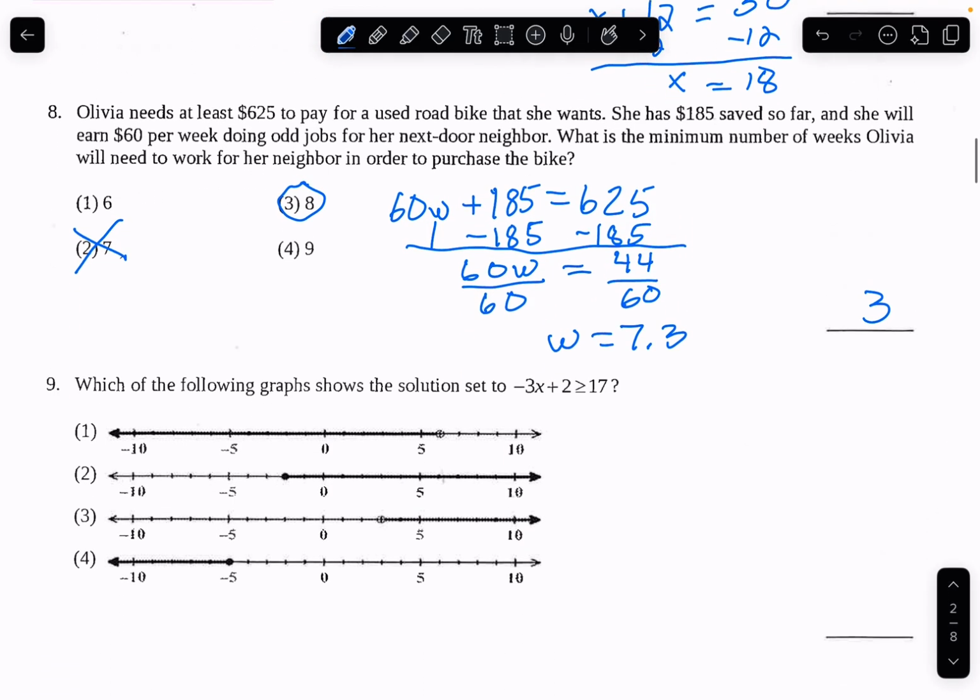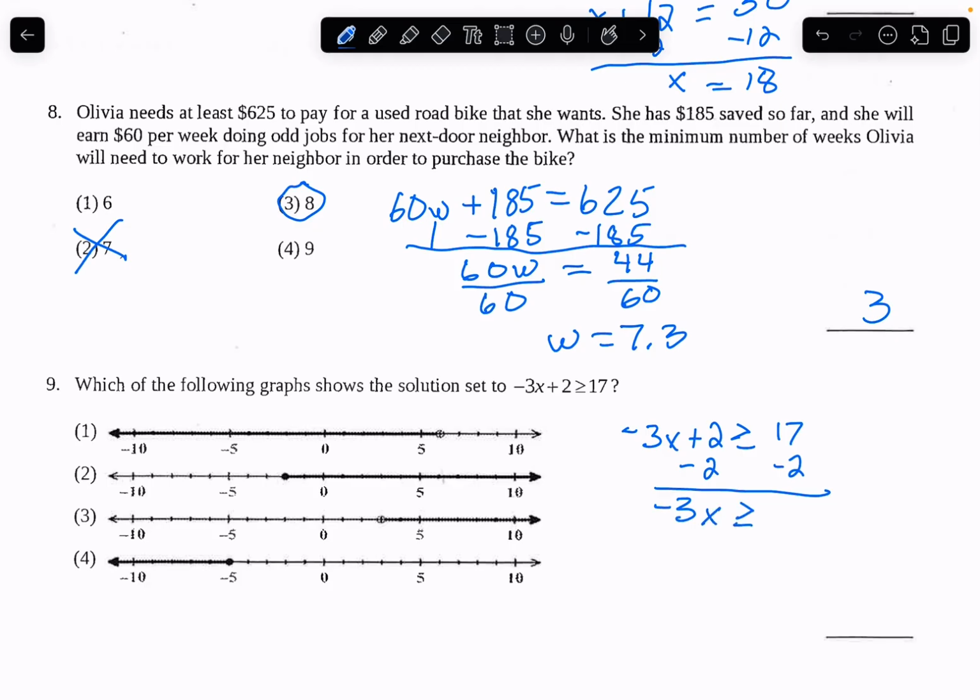So that's choice 3. This one here, negative 3x plus 2 is greater than or equal to 17. Subtract 2 from both sides. You get negative 3x is greater than or equal to 15. Then we're going to divide by negative 3. So then we turn the sign around. So now the sign is going to be pointing the other way. So we have x is less than or equal to negative 5.